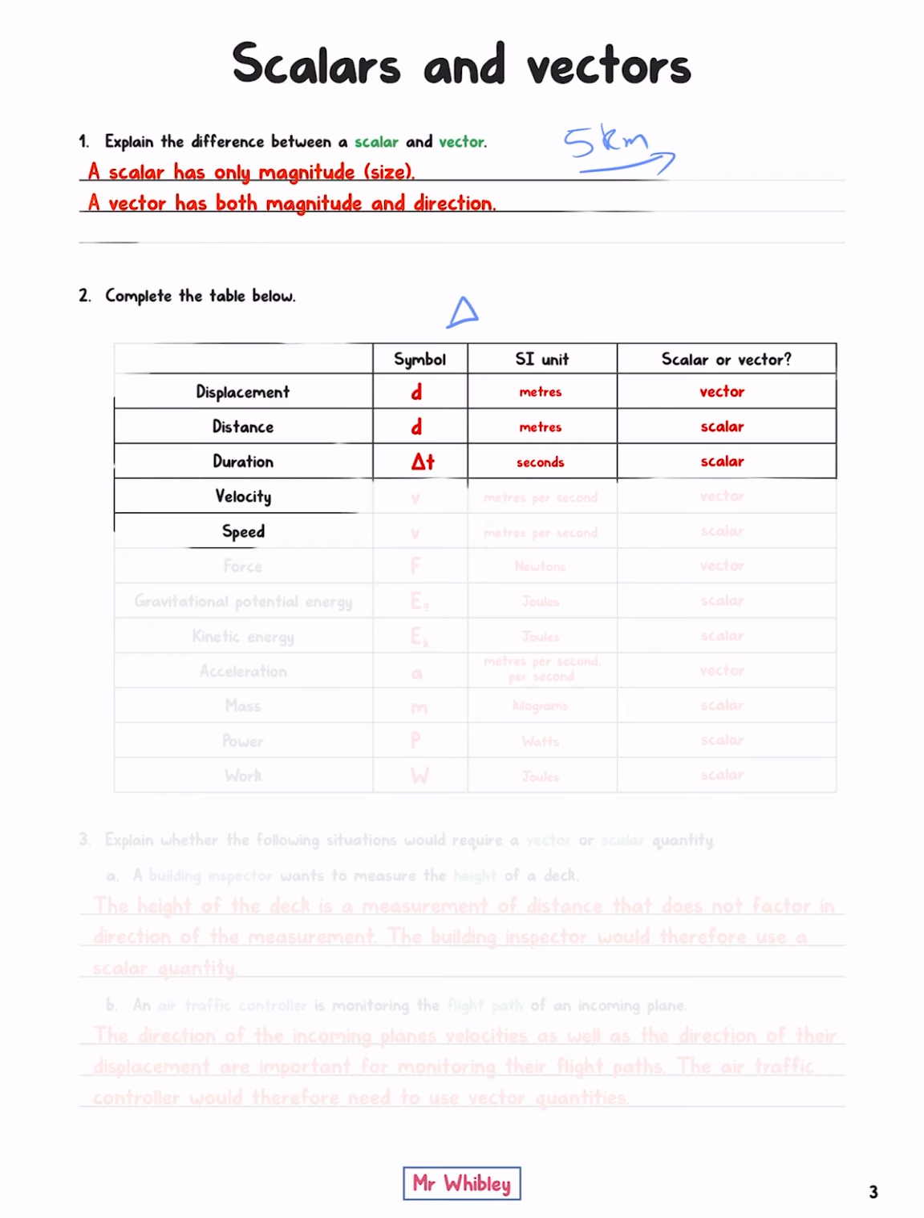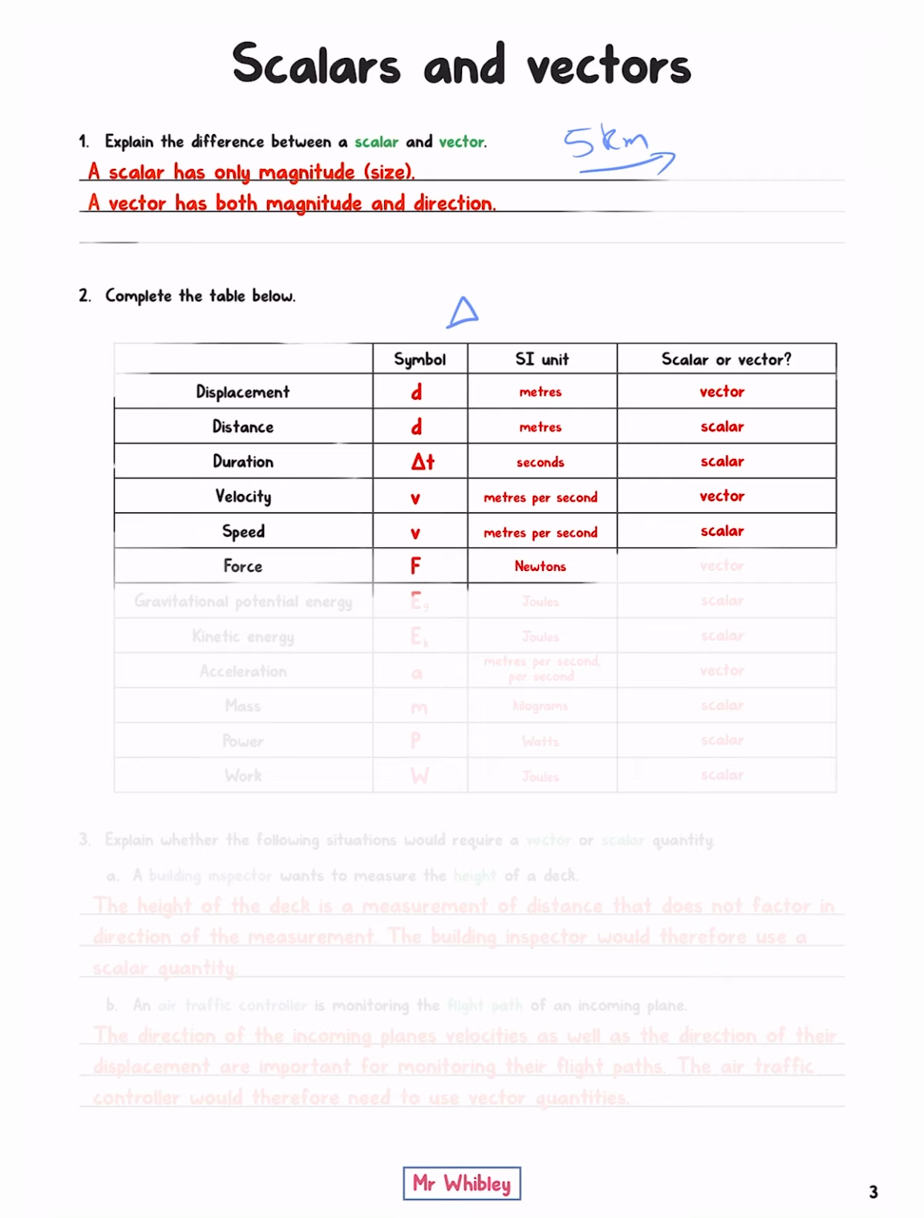Velocity and speed both have the symbol v, and their SI units are meters per second. The difference is that velocity is the vector, and speed is the word we use for the scalar. Force has the symbol F, it's measured in newtons, and force has a direction, so it is a vector.